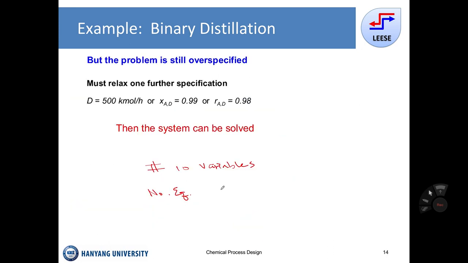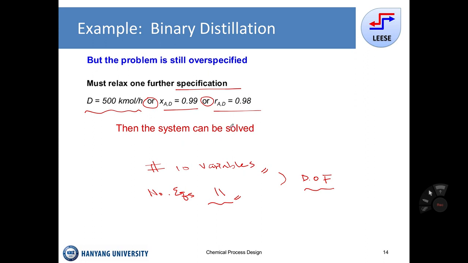So the number of equations is 11. We have 10 variables. The number of equations available from our modeling is 11. So we have 1 too many for the degree of freedom. So we have to specify either D or x_AD or R_AD. So this must be taken out from the specifications, okay?